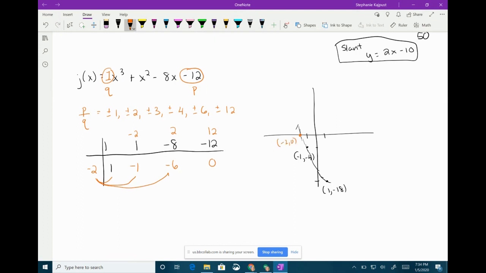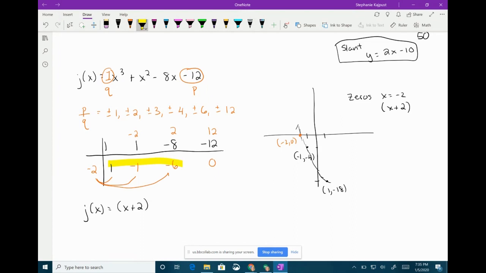So I found one of my zeros. If you're asked to find the zeros, I found one. X equals negative 2 is a 0. If you're asked to factor, I've also found a factor. That 0 means that x plus 2 is a factor. It's the opposite sign there. So let's say you're asked to factor this. I now know that x plus 2 is one of my factors.